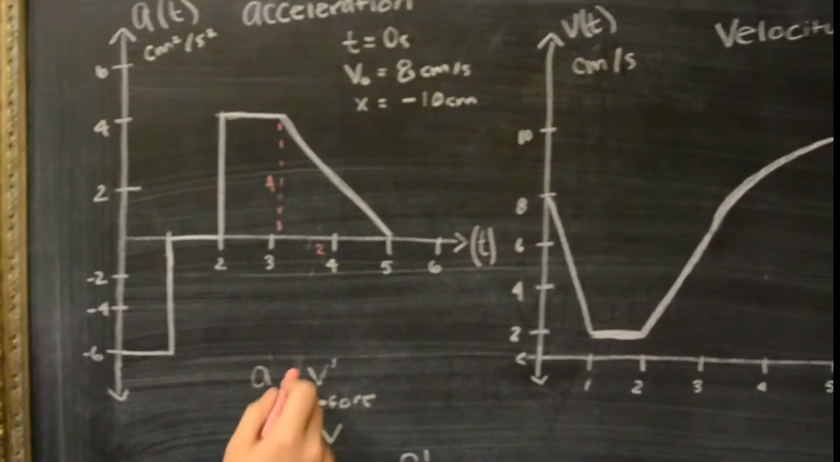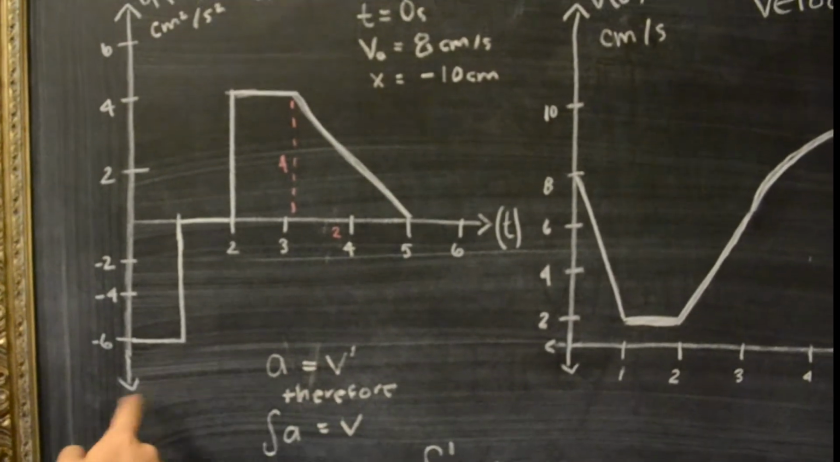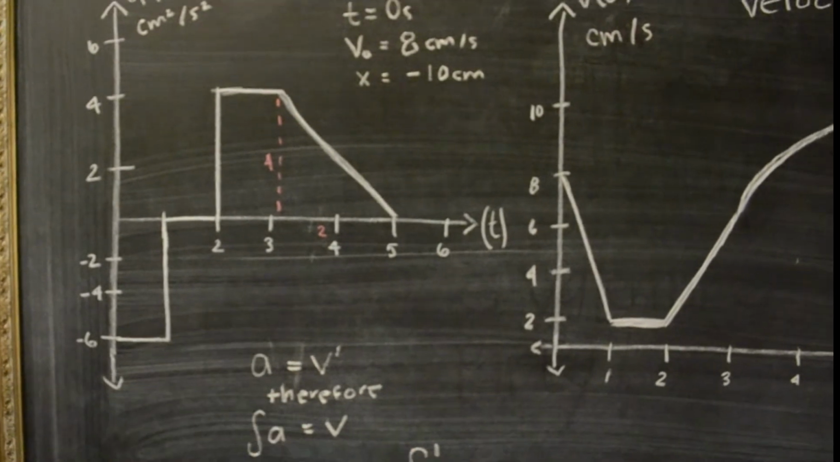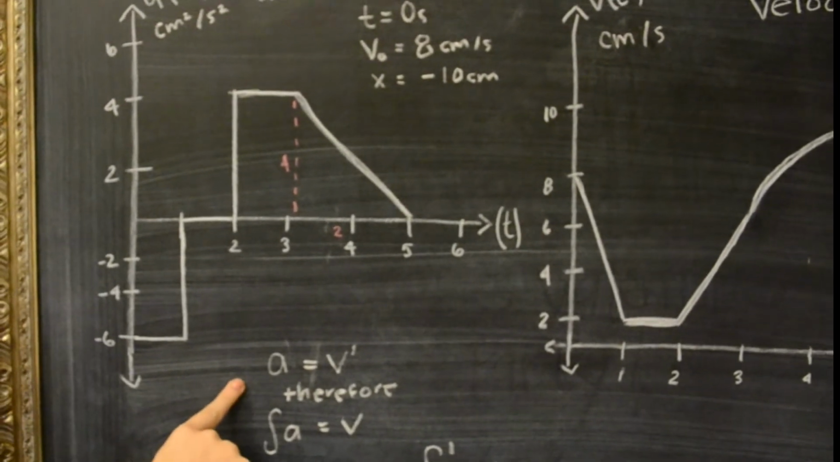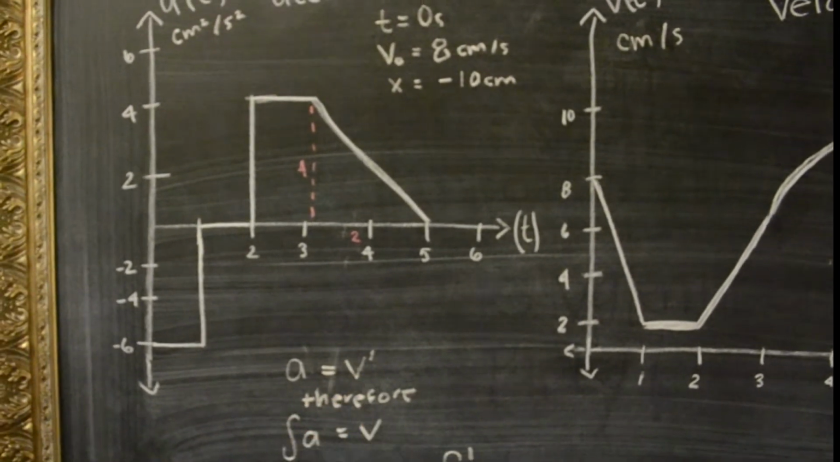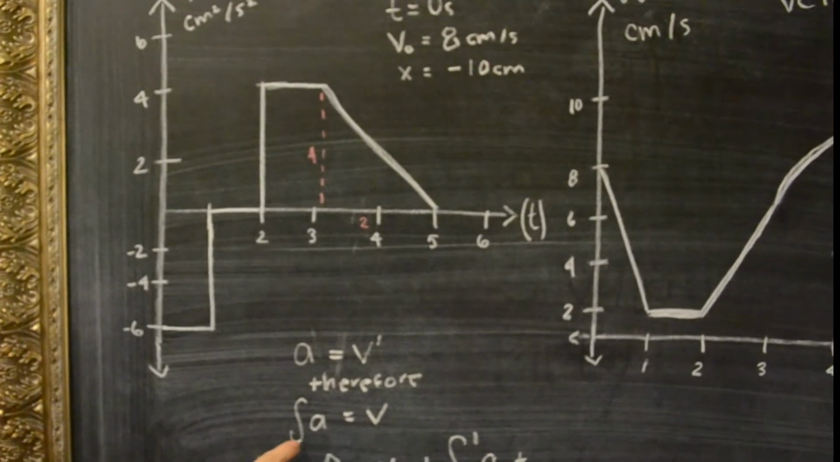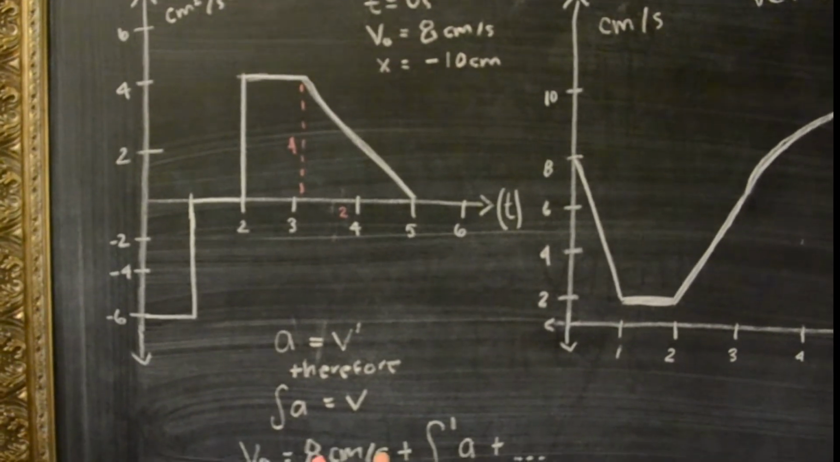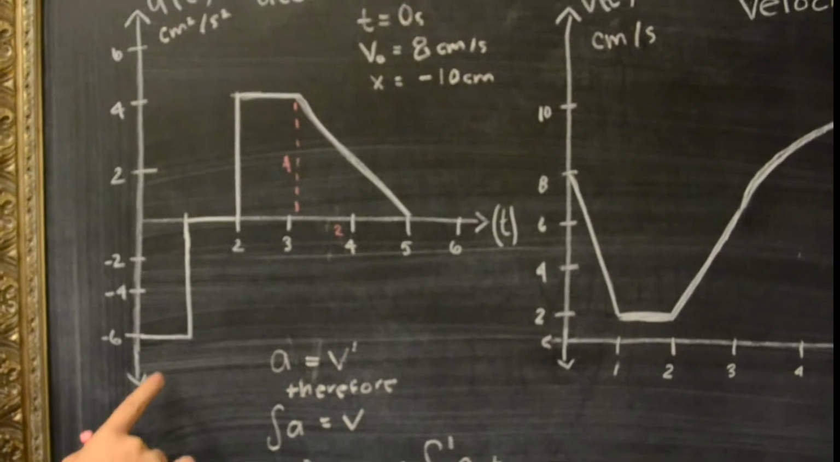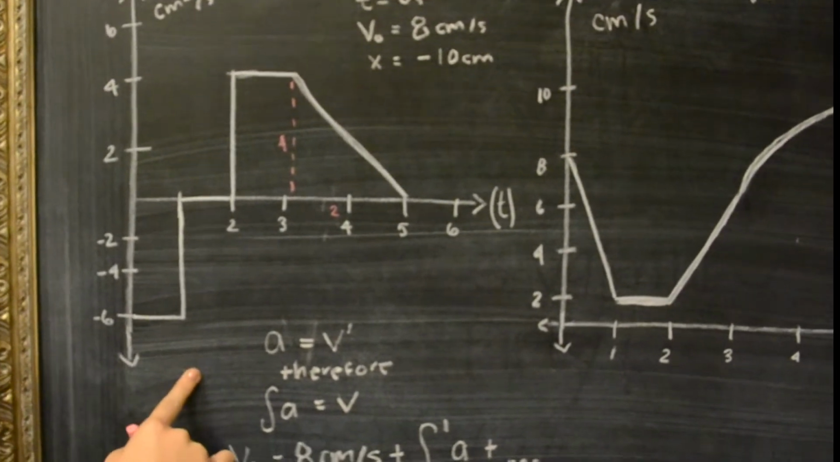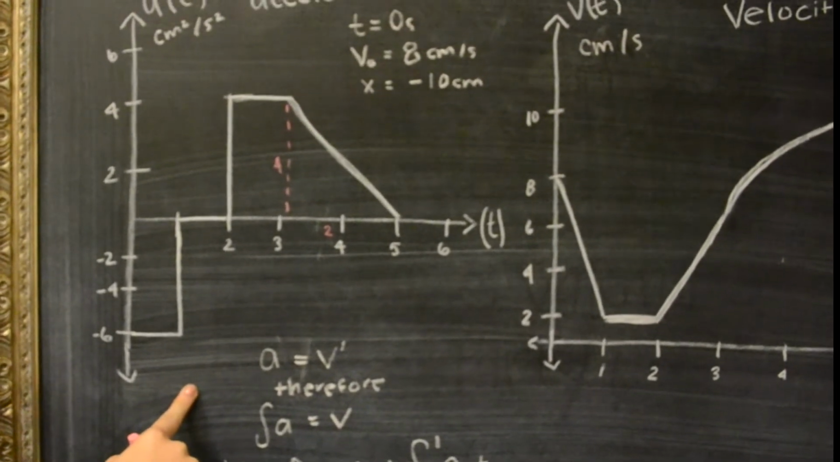So here we have the acceleration graph, and in order to find the relationship between acceleration and velocity, we need to understand that acceleration is the derivative of velocity. So therefore, when we take the integral of acceleration, we're given velocity. So in this case, when we're given the acceleration graph, we need to find the area under the curve.